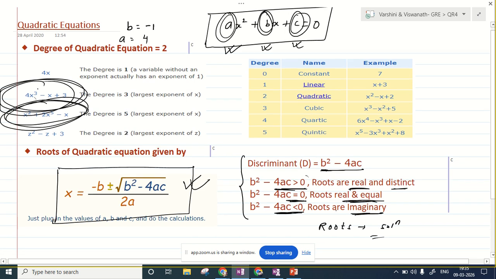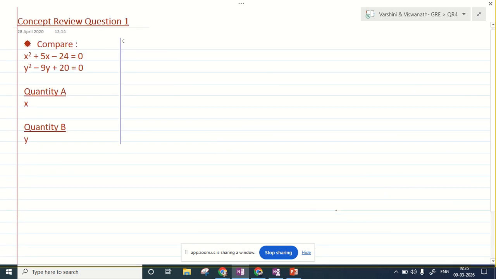Okay. So now looking at this, let's also find out this simple question. We have to compare these two. Tell me which is greater or which is lesser, or both are equal, or it is not possible to find out the relations. Find out.